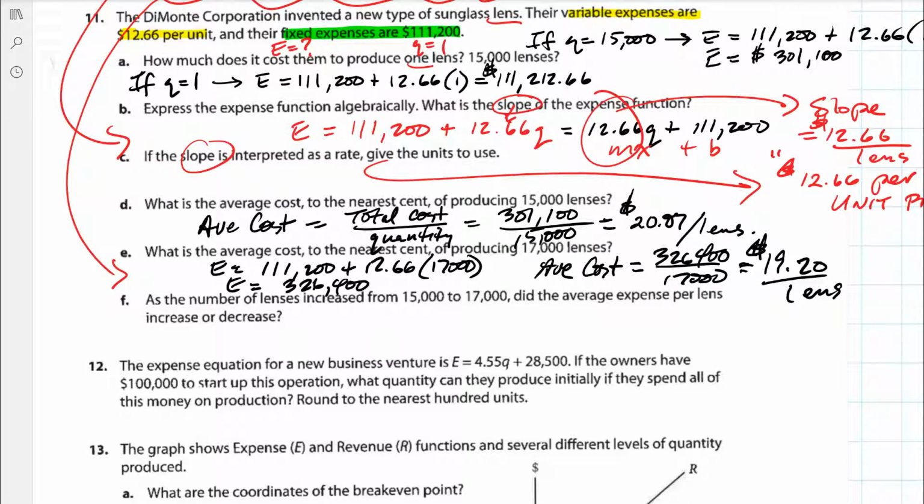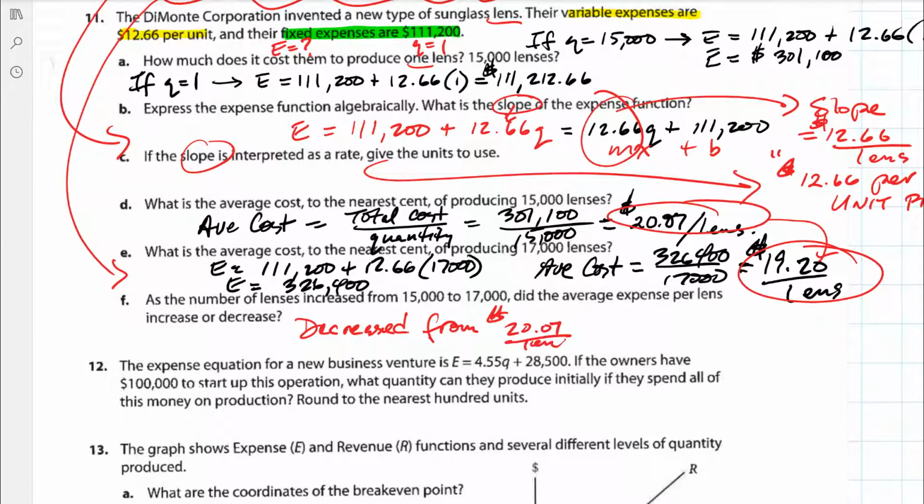As the number of lenses increases from 15,000 to 17,000, did the average expense per lens increase or decrease? Well, if you just look at the numbers here, we went from $20.07 average to $19.20. So it decreased from $20.07 per lens to $19.20 per lens. If you subtract the two, that'd be negative 87 cents per lens. I said negative because it's a decrease instead of an increase. So if you take $19.20 minus $20.07, you're going to get negative 87 cents.